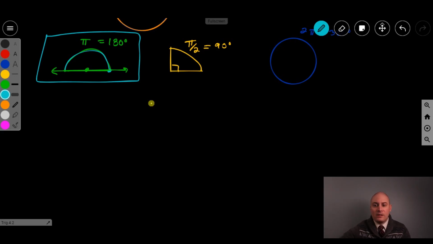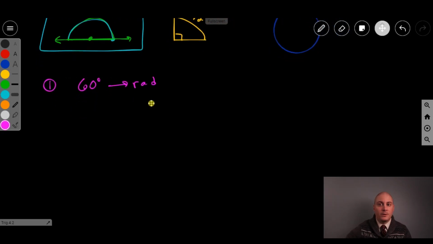So let's do a practice problem here with that idea in mind. I'm going to use that conversion factor. Pi is equal to 180. So practice problem number 1. What if I have, let's say, 60 degrees. We'll go degrees to radians first. Now I'm going to convert that to radians. How would I do that?